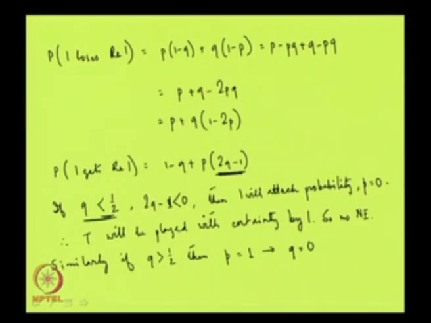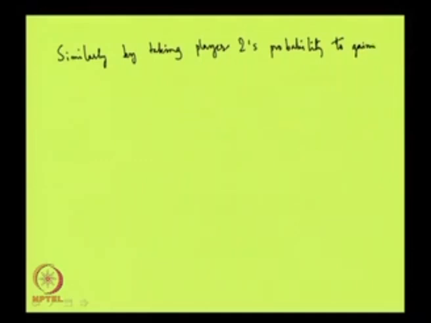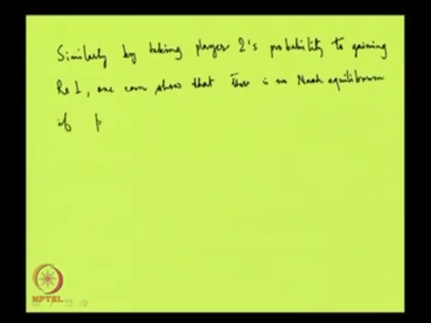Similarly, we can show that for player 2's probability, one can show that there is no Nash equilibrium if P is not equal to half. So what we have shown is that there is no Nash equilibrium otherwise.